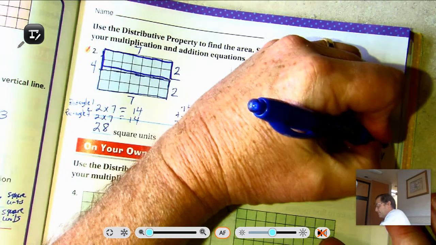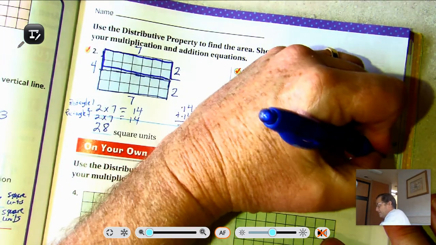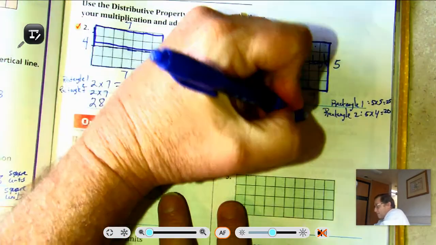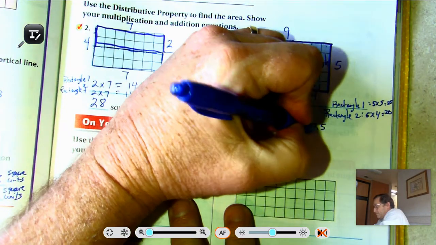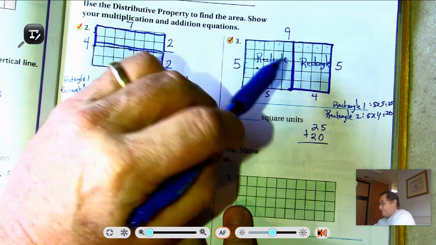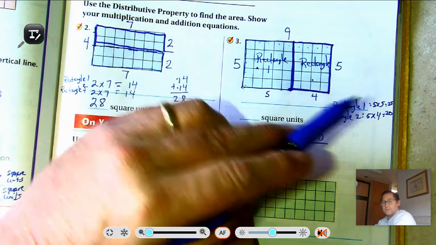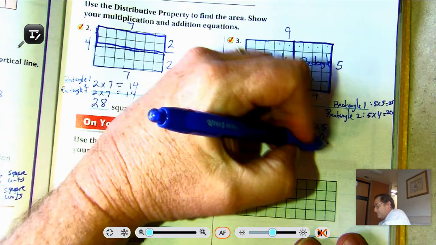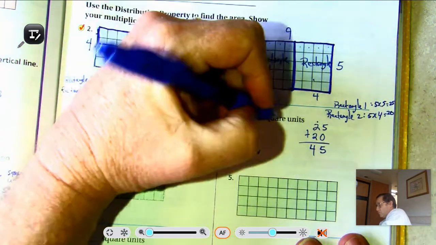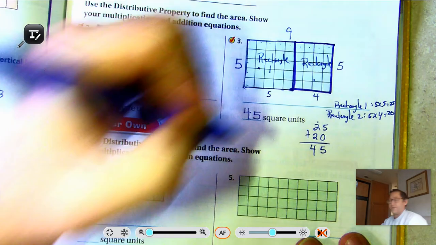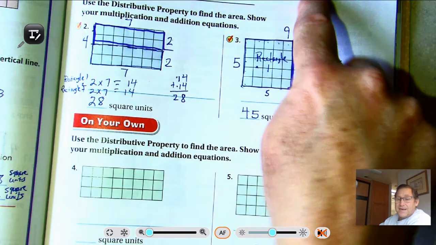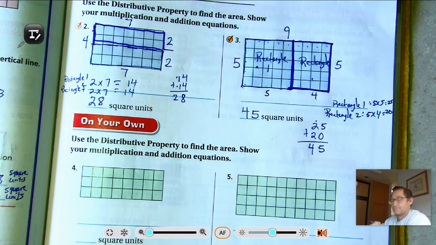All right, well, 5 times 5 is 25, and 5 times 4 is 20. Now we're just going to add them together. So the area of this one is 25. The area of this one is 20. Add them all together. 5 and 0 is 5. 2 tens and 2 tens is 4. 45. And I know that that's reasonable because 5 times 9 is 45.